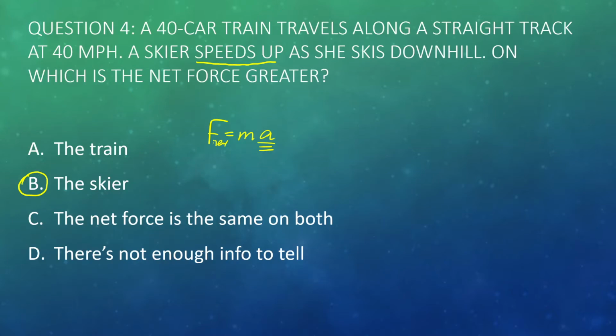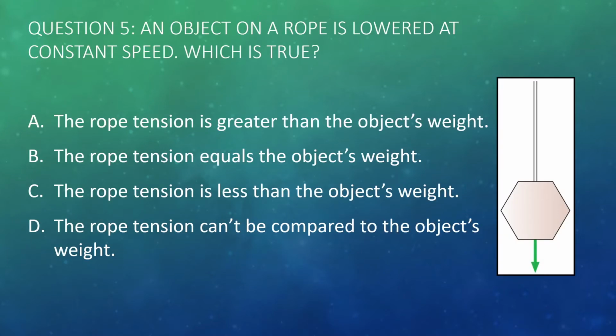All right, let's move on to question 5. An object on a rope is lowered at a constant speed. Which of the following is true? Okay. Well, here we should be able to recognize what forces are acting on our object. We should note that there is a weight pulling downward on the object, right? We have a weight pulling down, and there is a tension holding this object upward. So we know that there's a weight and a tension.